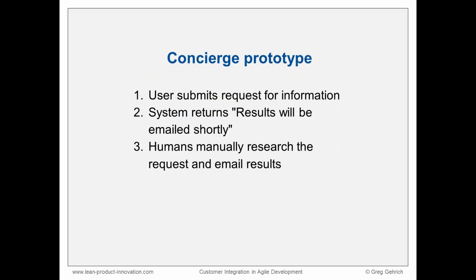A Concierge Prototype is a manually created high-fidelity solution that simulates and substitutes for an automated product. So as an example, user submits the information, the system returns automatically, "the results will be emailed to you shortly." And then humans on the back end manually research a request and then email the results. This human-powered solution has simulated an automatic product, although the results may be slower. This hands-on approach tests the different inputs and works out the kinks in the process required to deliver results before an expensive build.